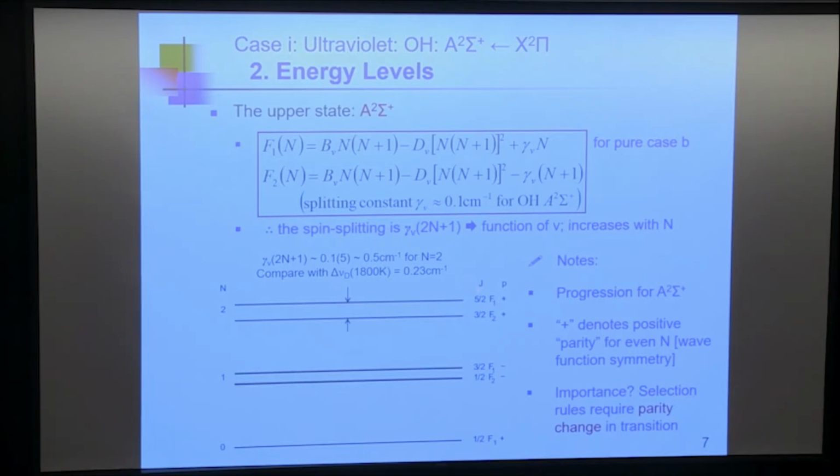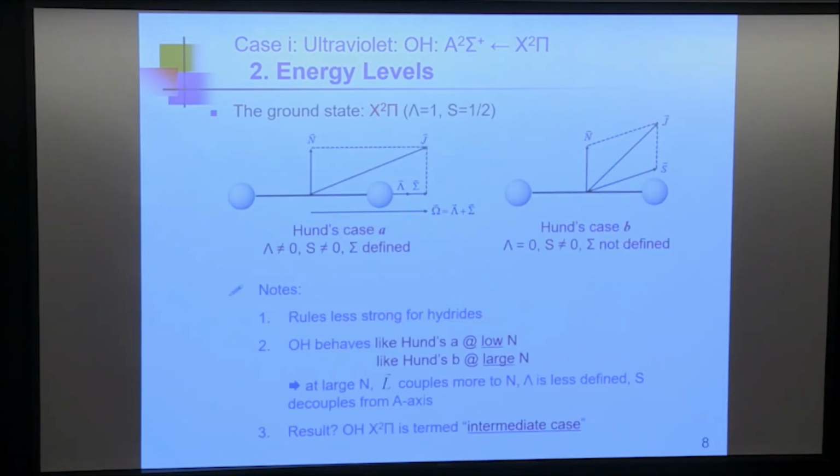So for a given J, I've got F1 and F2, or for a given N, I've got two J's. So it's not enough to tell me N, you also have to tell me which one I am. And they have different parity, and this, you just have to accept it. It's given to you. So we're almost there, except we have to worry about lambda doubling. Now you have to do this for the upper state and the lower state.